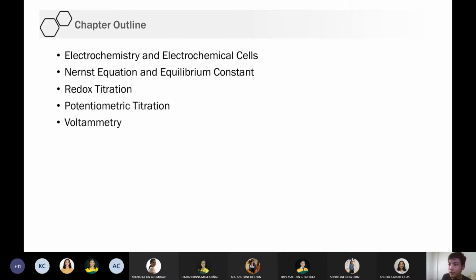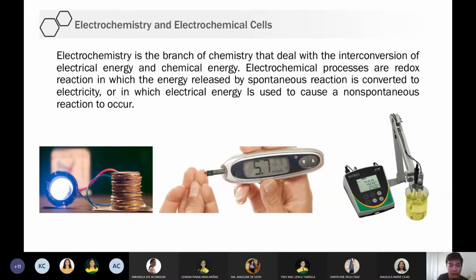Okay, so let's start. Let's begin with defining electrochemistry. We define electrochemistry as the field of chemistry which focuses on the conversion or the interconversion of electric energy to chemical energy and vice versa. Okay? So, ibig sabihin, ito yung field ng chem na focus sa exchange ng matter to electricity. Okay? So, yung matter being the chemicals, no? And then yung electricity is yung kuryente mismo.